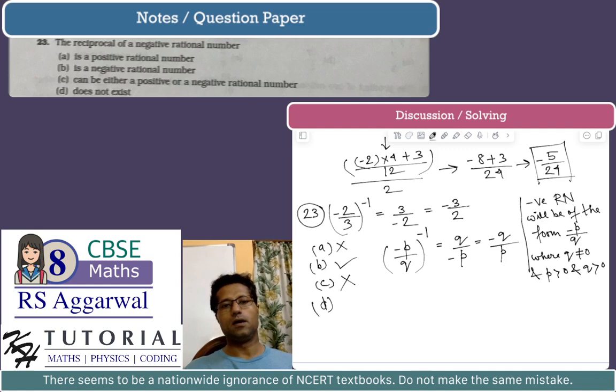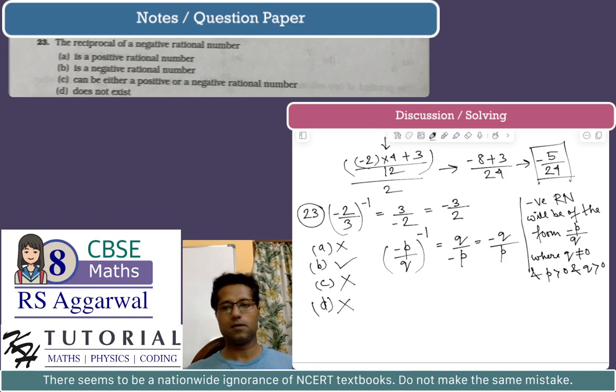D, does not exist. No, this is also false. This is a tricky one, does not exist. Now, when will the reciprocal of a negative rational number not exist? It will only not exist if the denominator becomes 0.